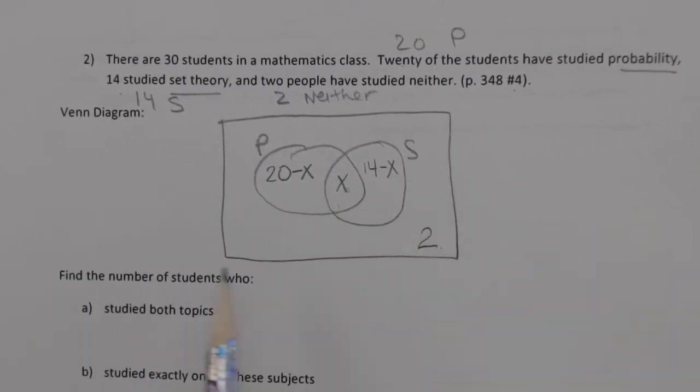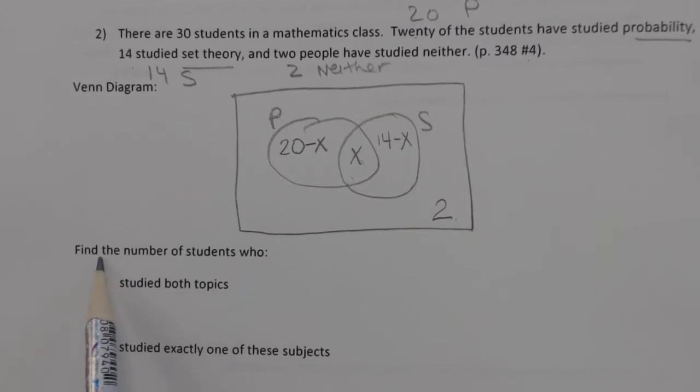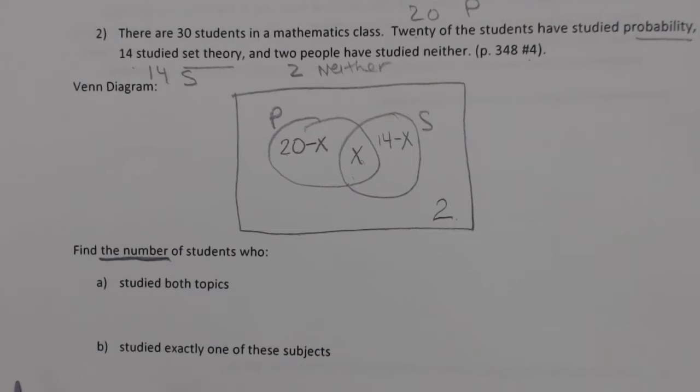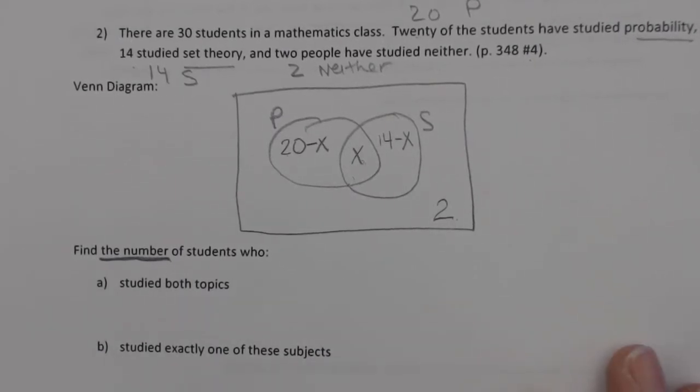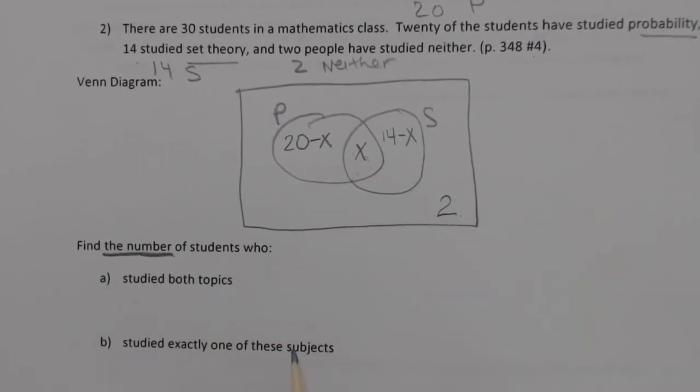So let's see. Find the number of students who. Now, be careful of these questions because they're going to say find the number and find the probability. This one says find the number. So I don't need to set up any type of probability. So please be careful when you're reading. So the number who studied both topics. So here you go. I have to find my X.